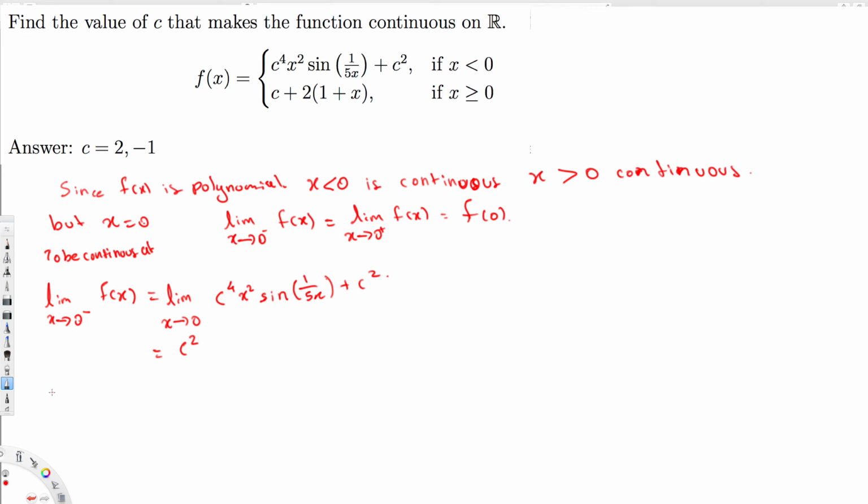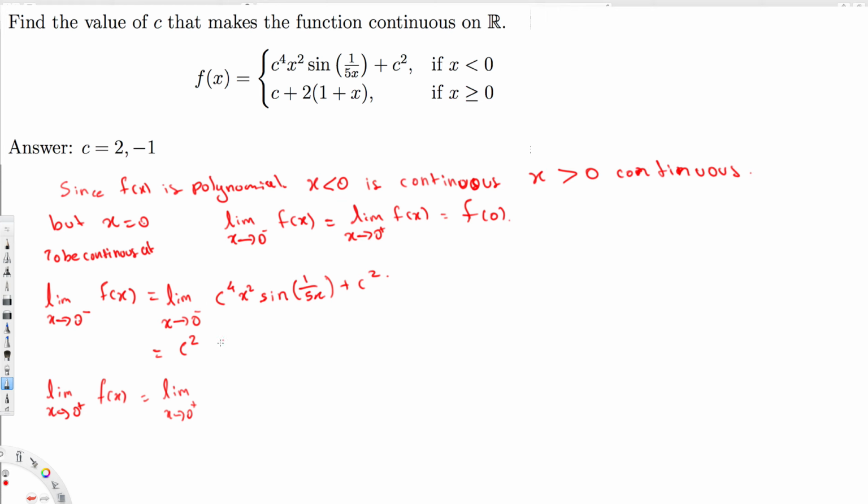Then let's take the right hand side. The limit as x approaches 0 from the right hand side. When x approaches 0 from the right hand side, it means it's greater than 0. So we have to take this equation right here. It's going to be the limit as x approaches 0. You can also put left hand side, right hand side here if you want.